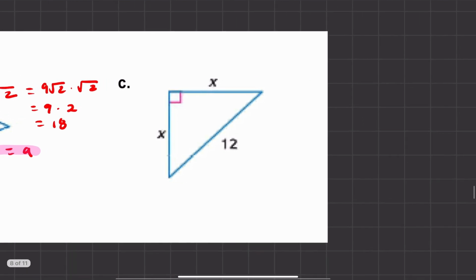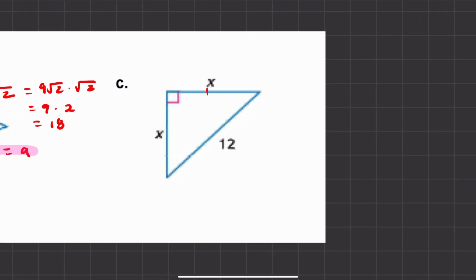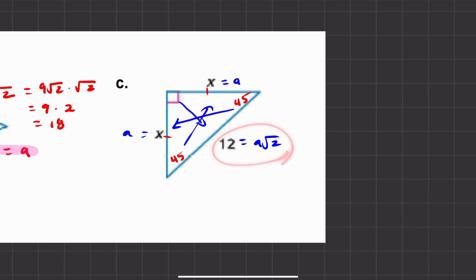Okay, C, this is an isosceles right triangle because these two segments are congruent. They're both X's. So it's implied that this is a 45, 45, 90 triangle. If I label across, let's use a different color here: across from 45 degrees, this is A, and across from 90 degrees, this is going to be A root 2. So X is equal to A, and 12 is equal to A root 2.